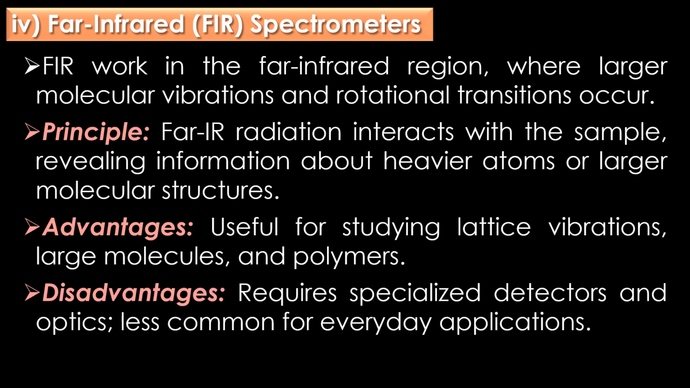The fourth type of infrared spectrometer is far infrared spectrometers. In short form, it is called FIR spectrometers. FIR spectrometers work in the far infrared region where larger molecule vibrations and rotational transitions occur. Working principle: far IR radiation interacts with the sample, revealing information about heavier atoms or larger molecule structures.